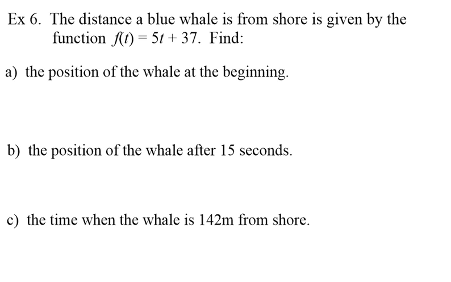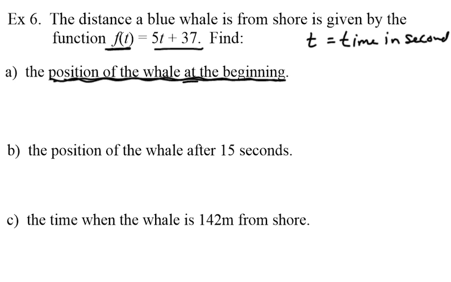You'll see on page 25 that you can have situations that are quote-unquote real world. Here it says the distance a blue whale is from the shore is given by the function f of t equals 5t plus 37. So how far away the whale is based on this function. What's the position of the whale at the beginning? Well, don't forget that t is time in seconds.